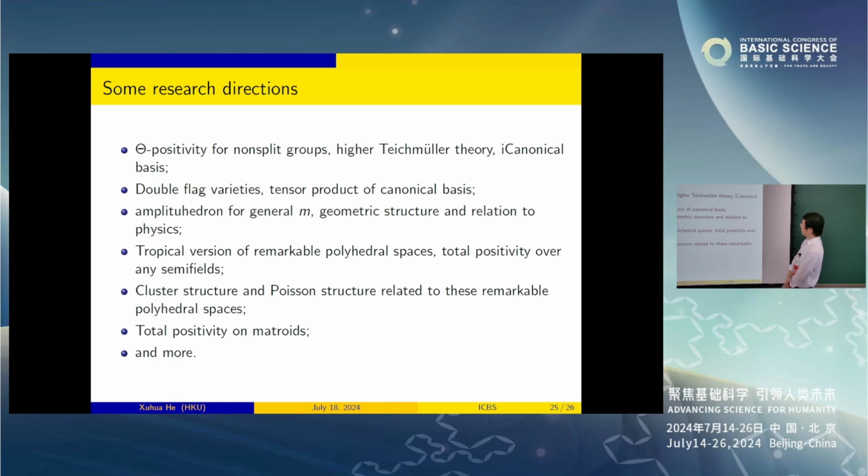And I would expect this to be a generalization of Lusztig's canonical basis, to the I-canonical basis introduced by Huanchen Bao and others. And also the double flag variety, I would expect this to be related to the tensor product of the canonical basis. And also the amplituhedron, which is also from string theory. I mean, this is another really amazing area.